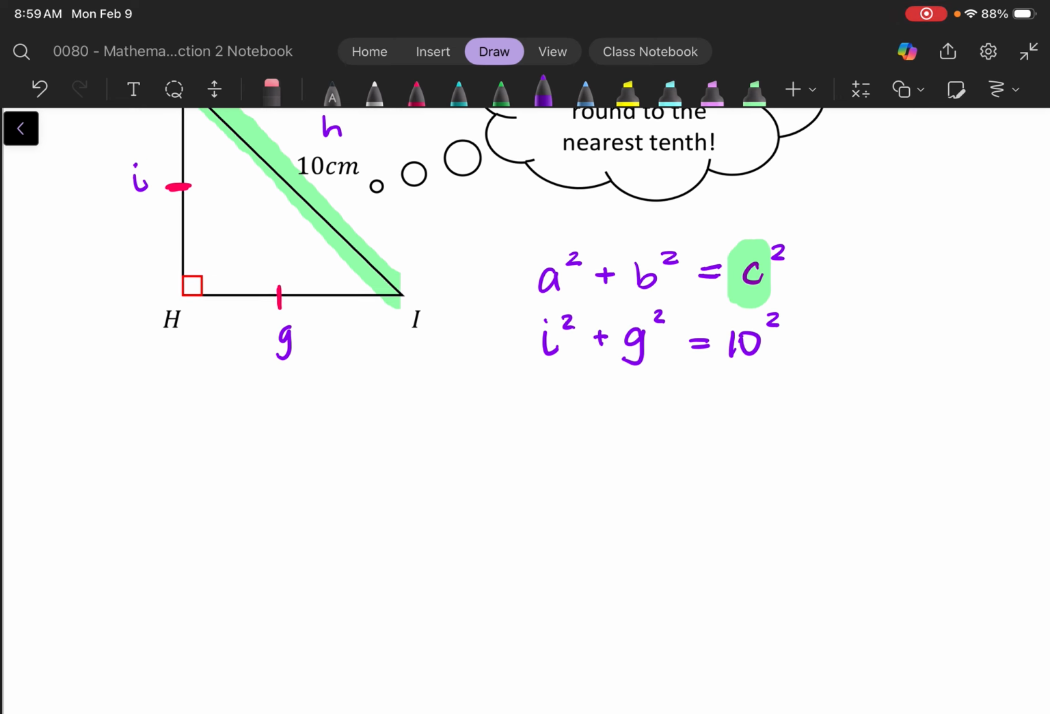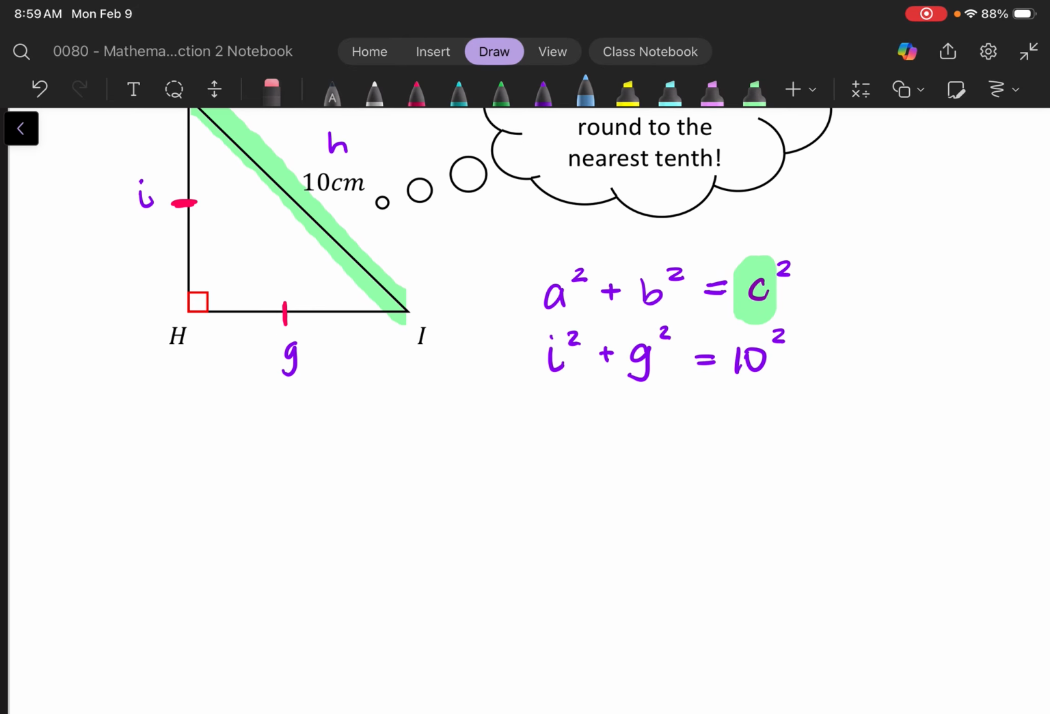Now again, you might think to yourself, Miss T, how do I solve this? We've never solved an equation with two unknowns. And you would be correct. We have not solved an equation with two unknowns. But we can actually rewrite this to only have one unknown.